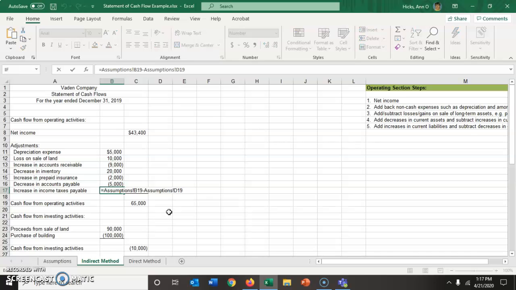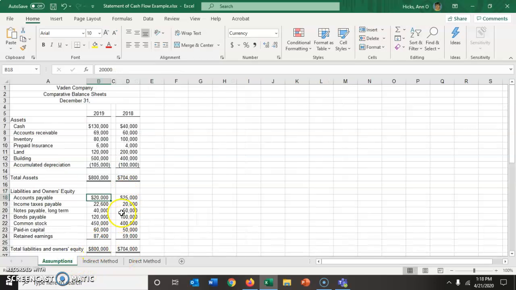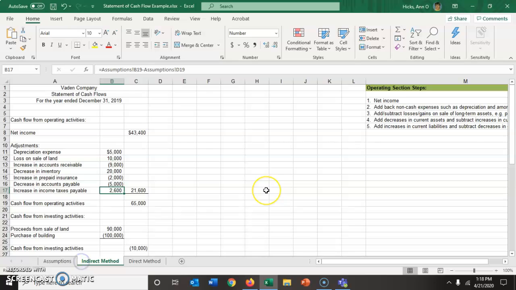And then income tax payable increased. That increase we will add back because if income tax payable increased, we had some expense that reduced net income that we have not yet paid. We will add all of those adjustments up, which nets to a positive of $21,600. Adding that to net income gives us cash flow from operating activities of $65,000.